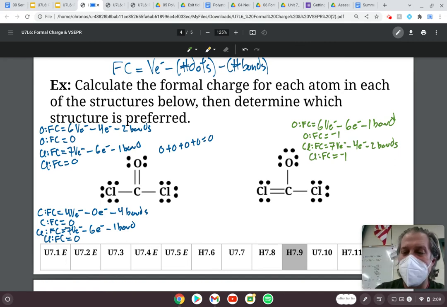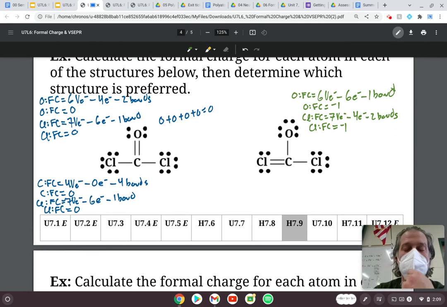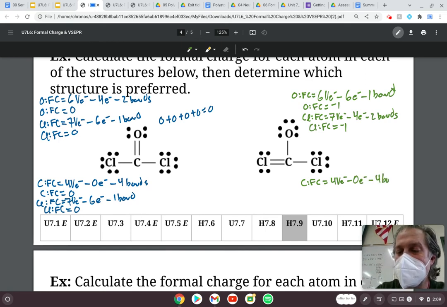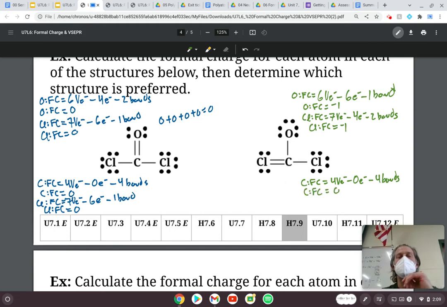Going to shift to the bottom here where I'm going to do carbon. So carbon's formal charge has 4 valence electrons minus 0 dots, so 0 electrons, minus 4 bonds. So in this case, carbon's formal charge is equal to 0.